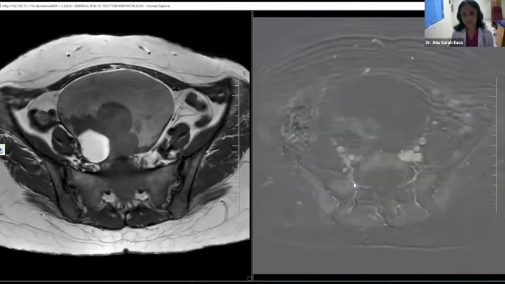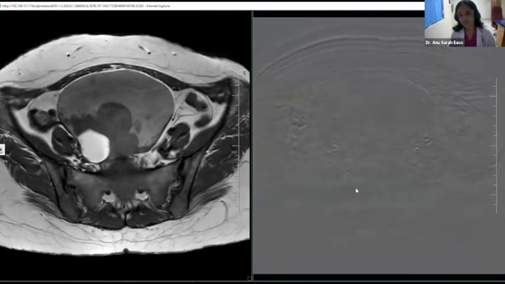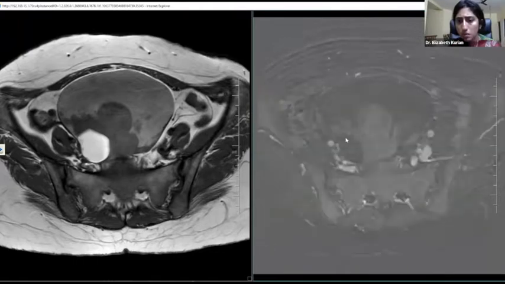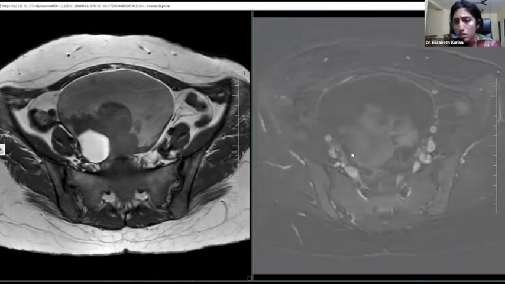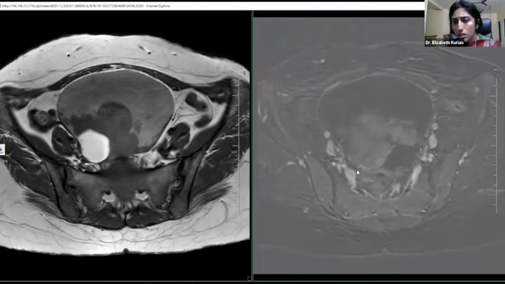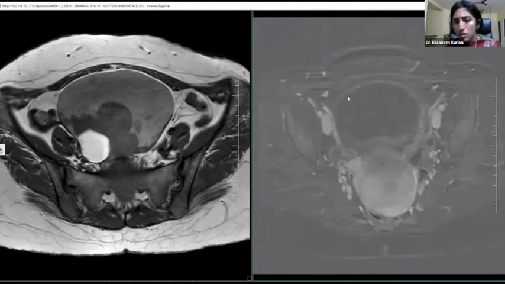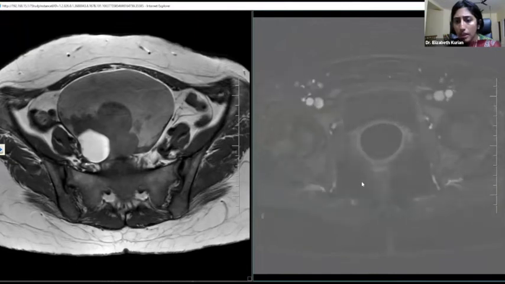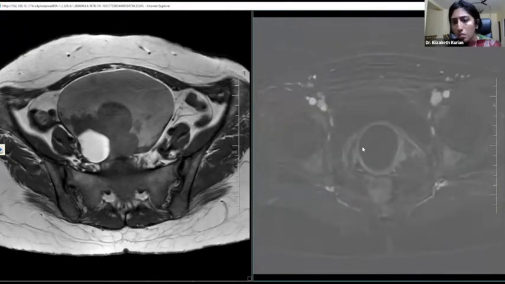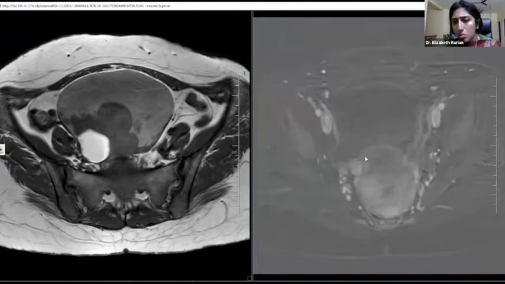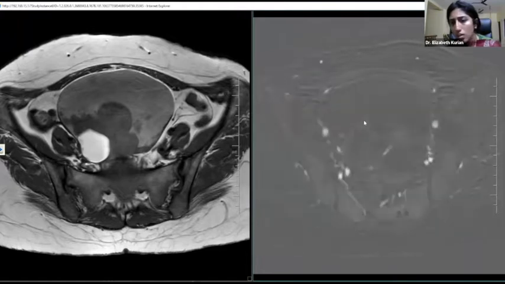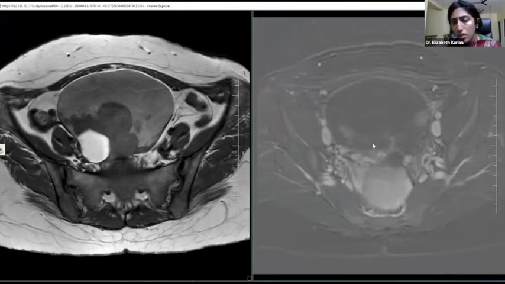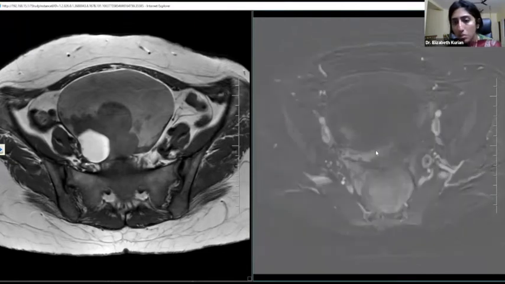These are the dynamic images acquired after giving IV contrast. The solid part of the lesion appears to be enhancing, and the enhancement appears to be almost equal to the enhancement of the myometrium when compared to the myometrium.